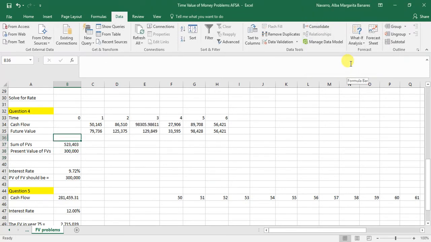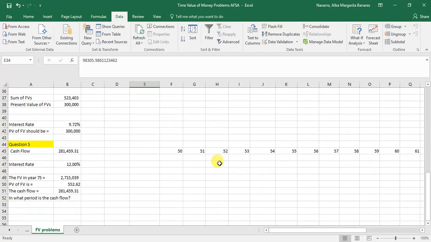Okay. Cool. And we get that this is our cash flow. This is the cash flow that's missing in order to obtain the 300,000 number. Awesome. Last question. This one's a little different. So we're being asked to solve for what the time is. So this is our future value in year 75. We have a cash flow right here, but we don't know what year it's from.